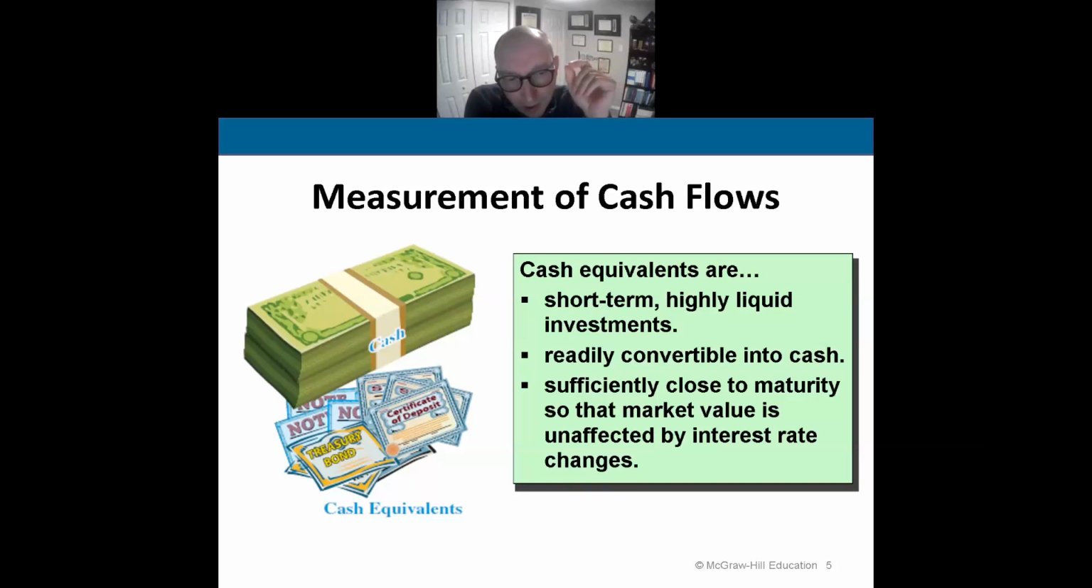Now, another term you're probably already aware of called cash equivalents. Cash equivalents is a term we use to describe short-term, highly liquid investments, such as stocks and bonds. Stocks and bonds can be quickly converted into cash. Therefore, we call them cash equivalents.